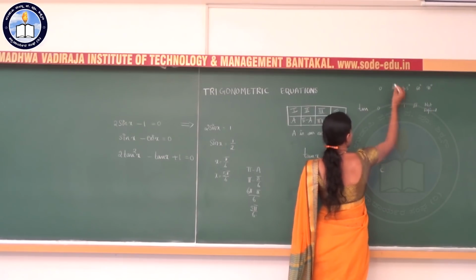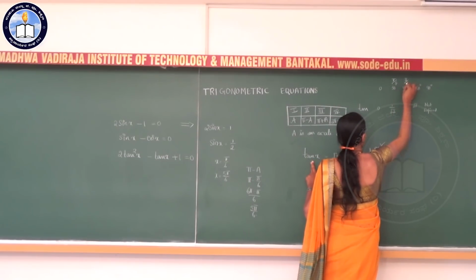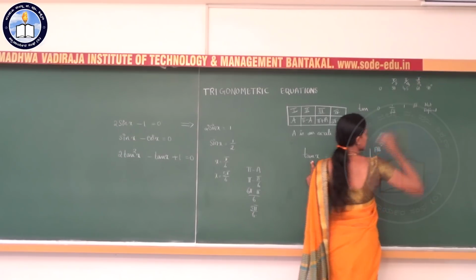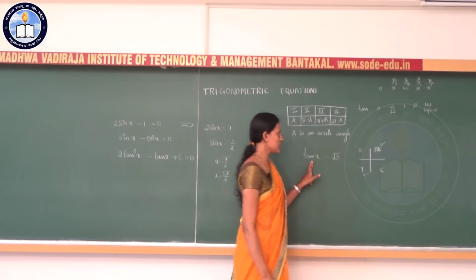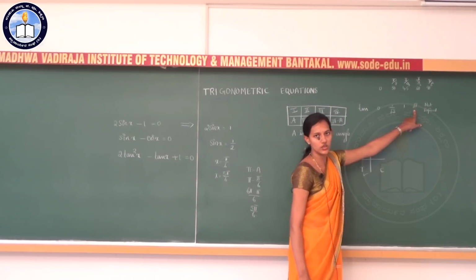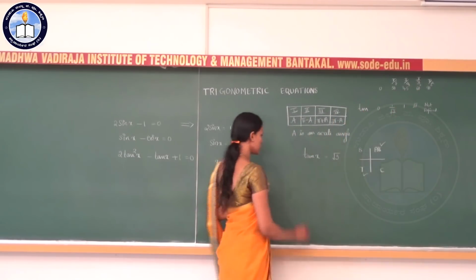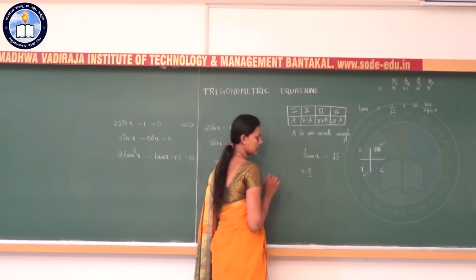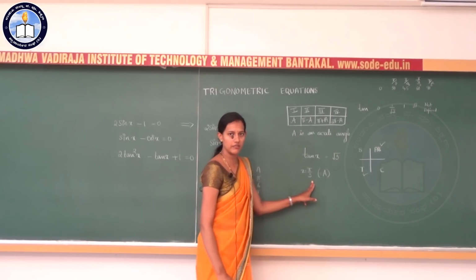30 degree in the sense pi by 6, 45 degree is pi by 4, 60 degree is pi by 3, 90 degree is pi by 2 radians. Now, tan of 60 degree is root 3, or tan of pi by 3 is root 3. So, one solution is pi by 3, or the angle A is pi by 3.